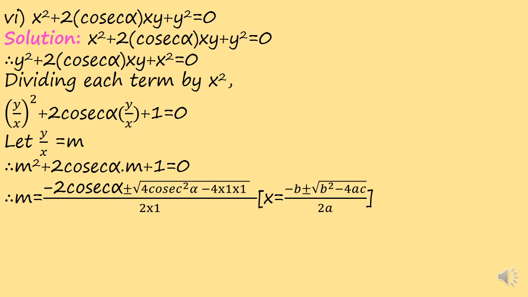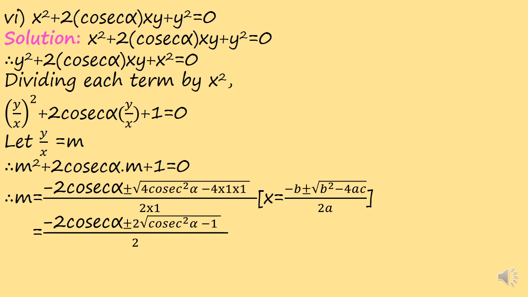Then in the next step, we observe in the root that 4 is common. That 4 is taken outside the root sign as 2. Thus we get this particular term. Then also one more thing is observed in the root now. In the root we have cosec square alpha minus 1. By the identities which we learnt last year, cosec square theta minus 1 is nothing but cot square theta.